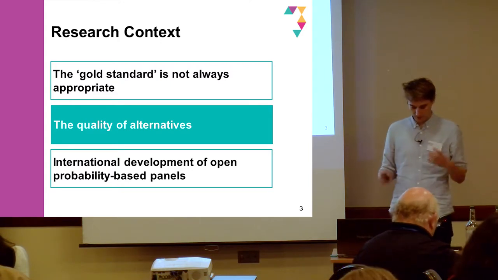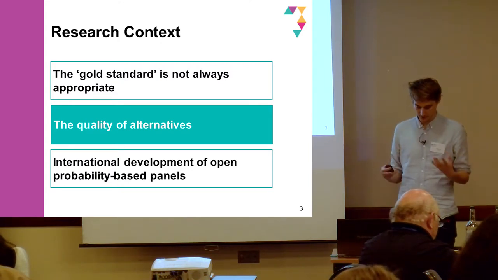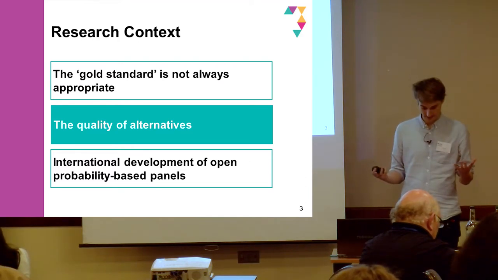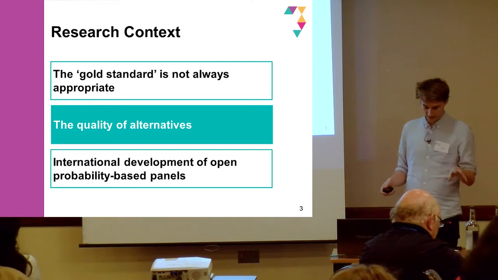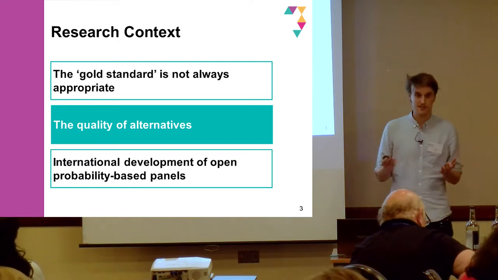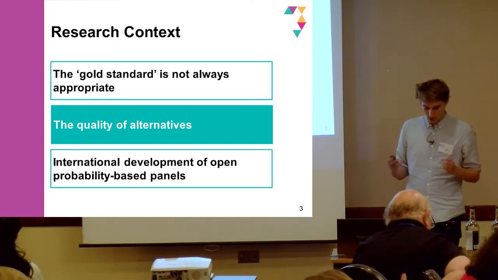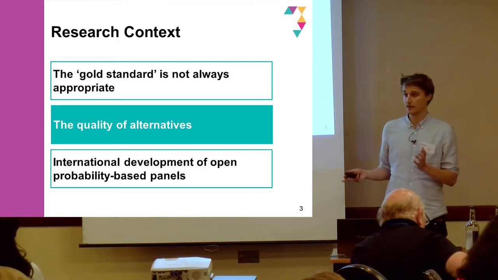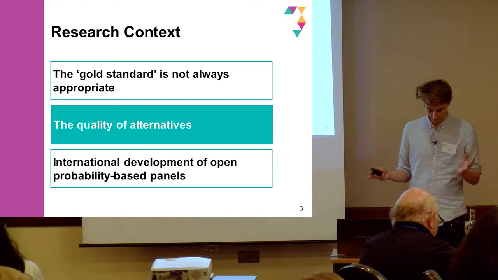Finally, although probability-based panels do exist in Great Britain, for example, Understanding Society, these are mostly very, very large scale and therefore still relatively slow and expensive, or dedicated to specific research projects rather than being open to the research community as a whole.